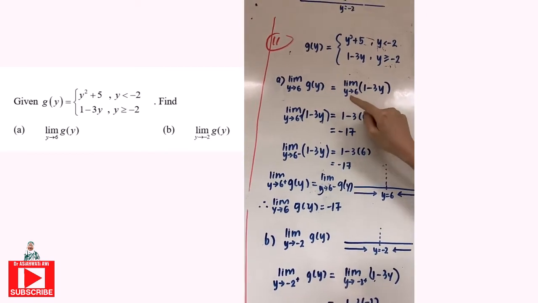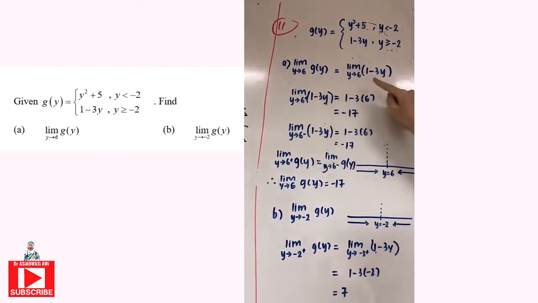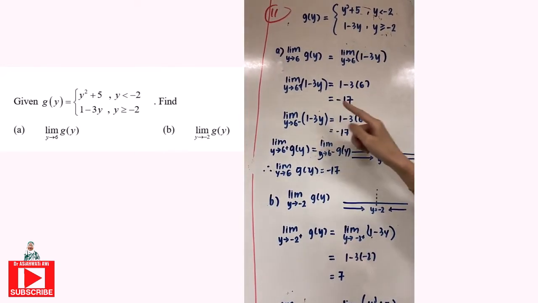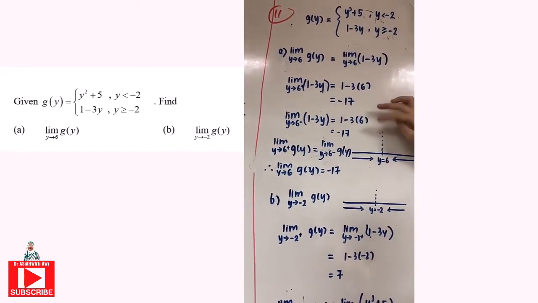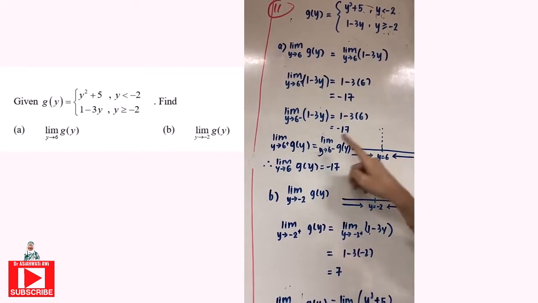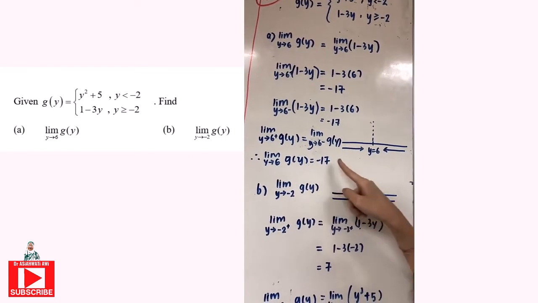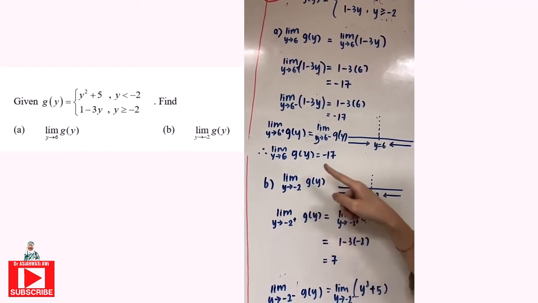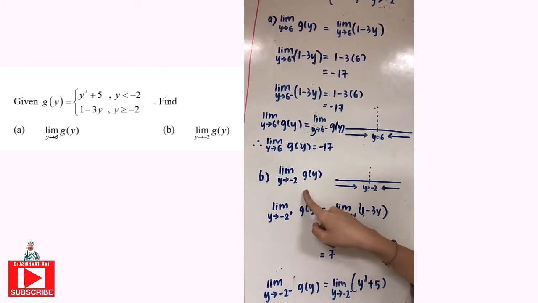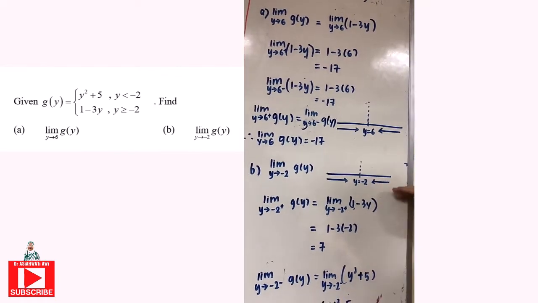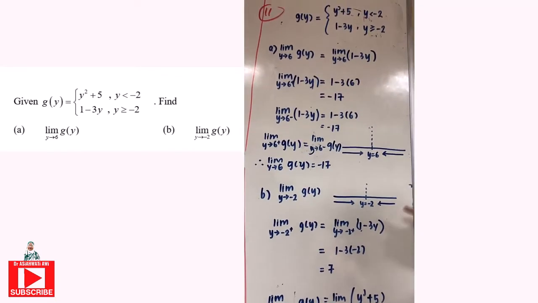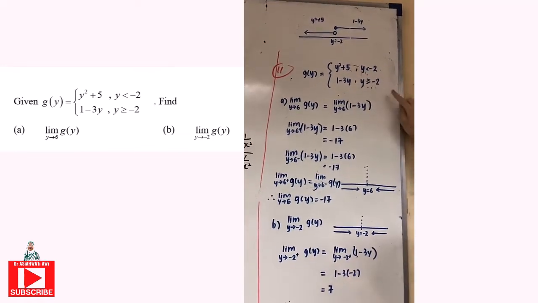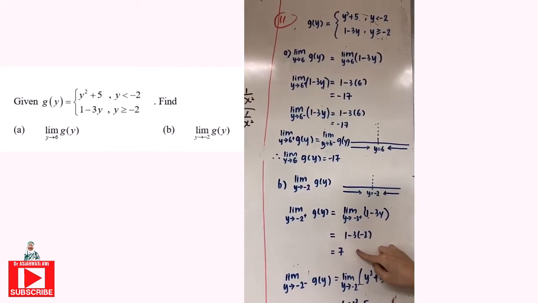So we substitute 6 into this equation to find the limit y approaching 6 from right and also left. We get the same value, which is negative 17. Thus, limit y approaching 6 is equal to negative 17. So for B, limit y approaching negative 2 from right, we need to use the equation 1 minus 3y because from right it touches y equals negative 2. So we get answer 7.